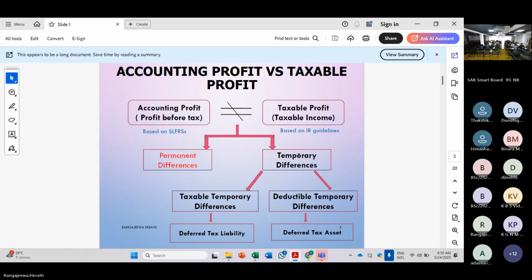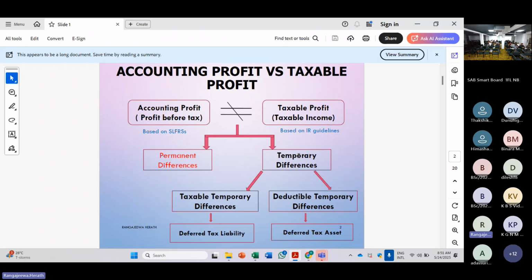30 million. However, taxable profit is only 80 million. Right? There's a 20 million difference. Assume that entire 20 million is a temporary difference. Right? To make it easy.